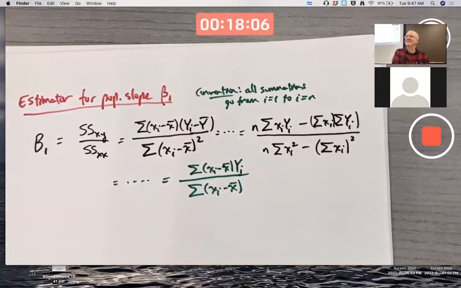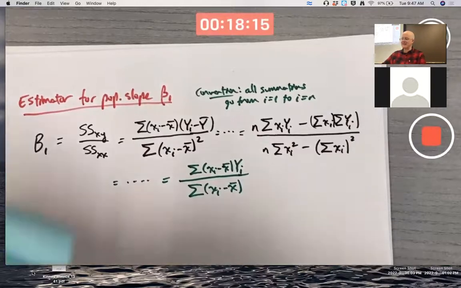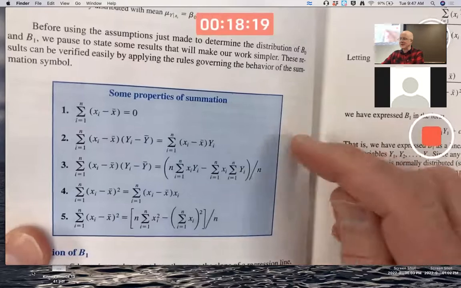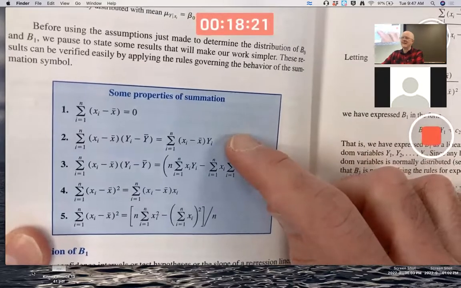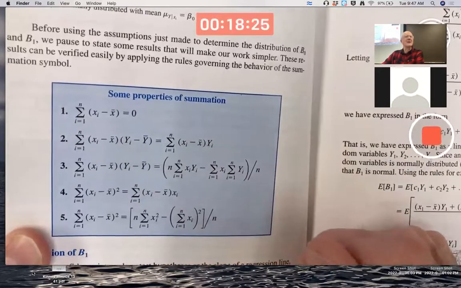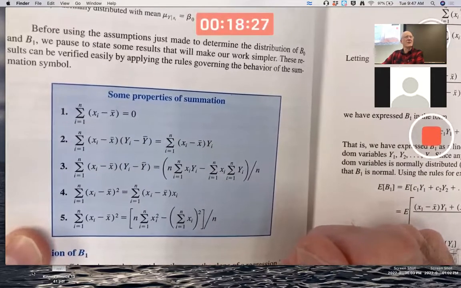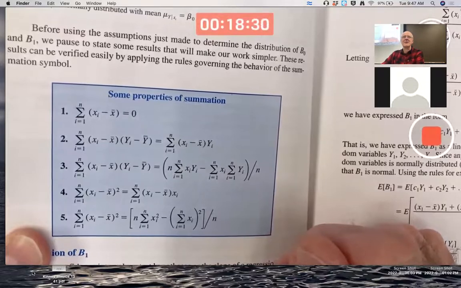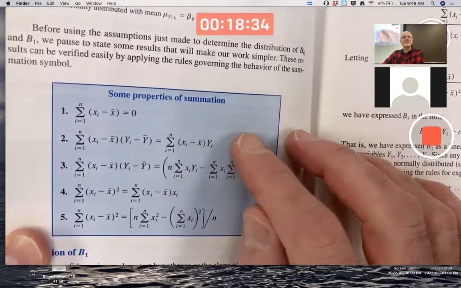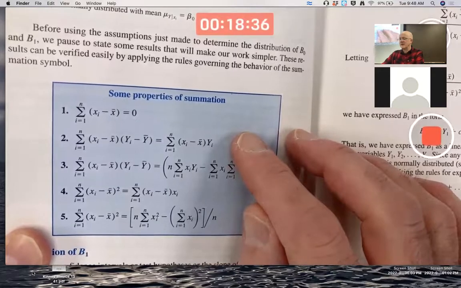Why can I do that? Is that okay? I claim it is okay. I claim it still gives you the same thing. I'm basing that on one of these properties of summations, the second one, in fact, that you can actually get rid of the minus Y bar when you multiply. Weird, but true. You can verify it. We've got so many other things to derive today that I don't want to take the time to do that, but it's something you can do.